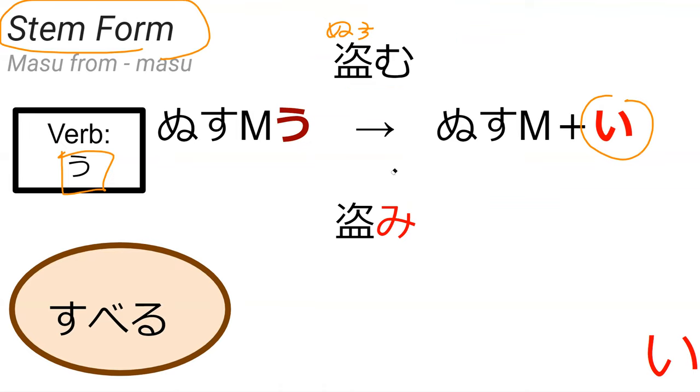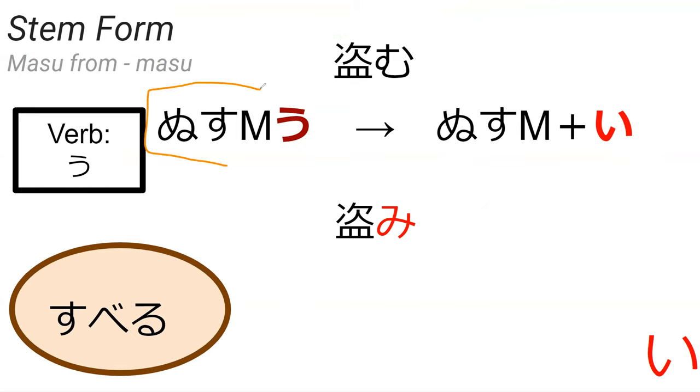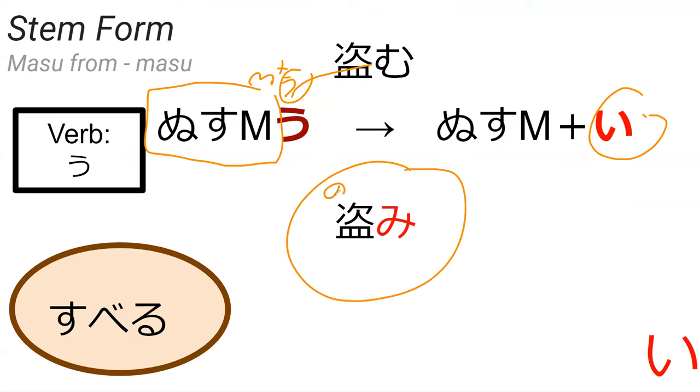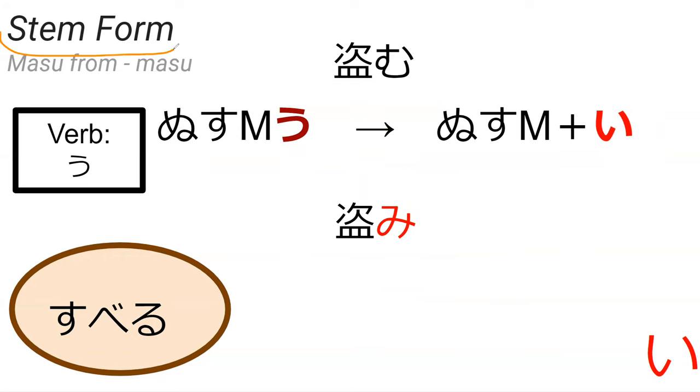Nusumu is to steal. This is a verb. To steal is what it means. Nusumu is nusu and then m plus u. And we take that u and we replace it with e to make what do you think that we make? Nusumi. Perfect. So that's how you make this thing called stem form.